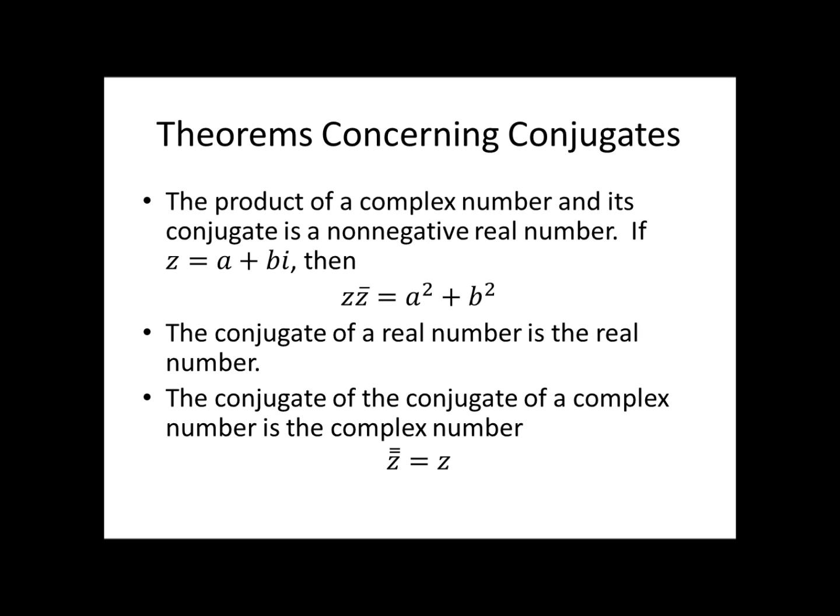Now, the conjugate of a real number is the real number. Well, if it doesn't have an imaginary part, there's nothing to change the sign on. So the conjugate of 5 is 5. The conjugate of a conjugate of a complex number is the complex number. That means that if you take the conjugate and then take the conjugate again, you end up with your original complex number. So that's read the conjugate of the conjugate of z is equal to z.